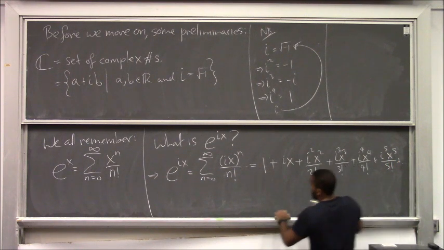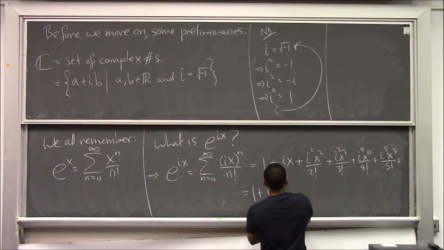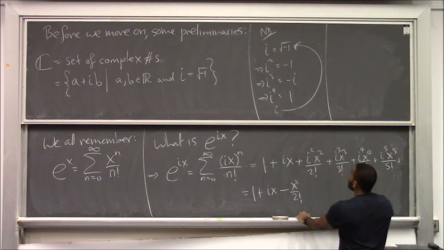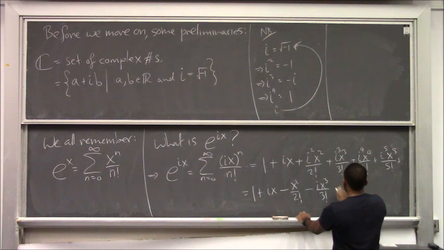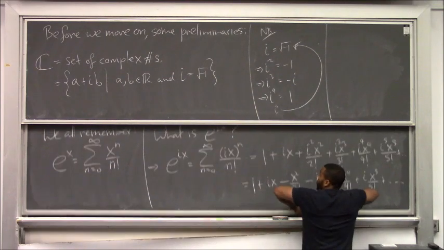Now what's going to happen is these guys are going to change according to that rule that I gave you above. So that's just an i. When I see an i squared, that's going to become a negative. When I see an i cubed, that's just going to become a minus i. When I see an i to the 4th, that just becomes a plus 1. When I see an i to the 5th, that just goes back to i, etc.